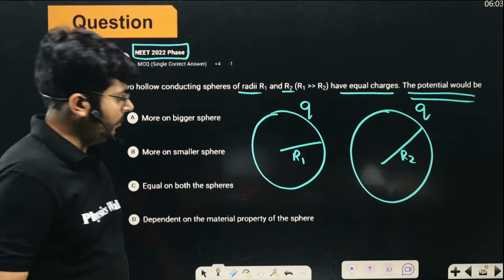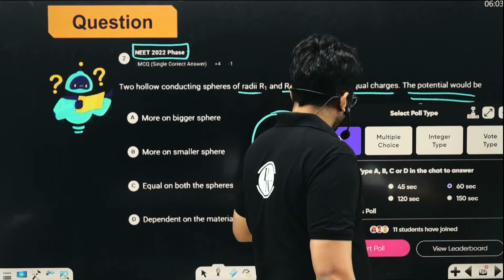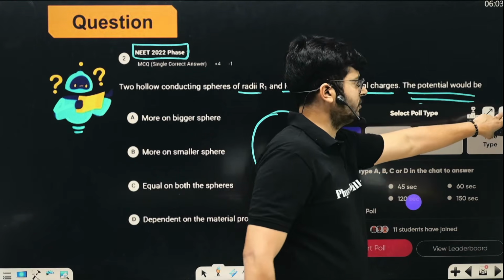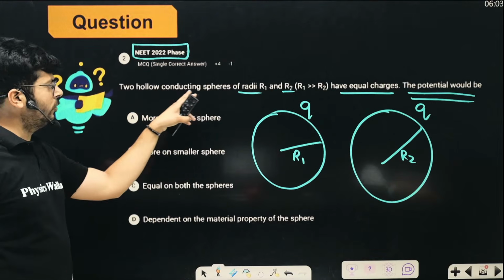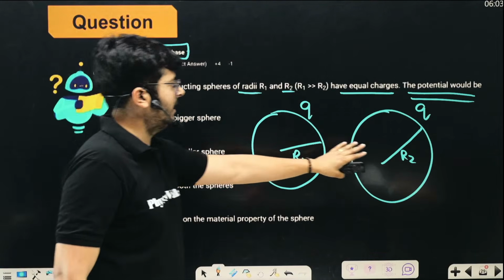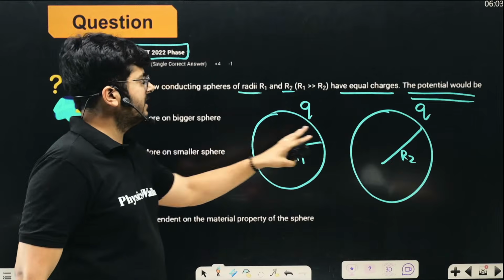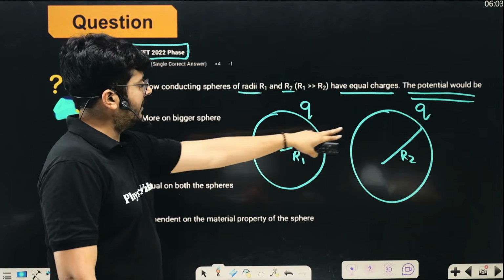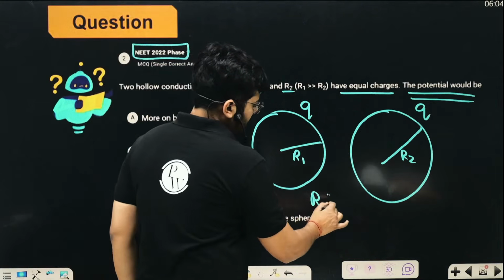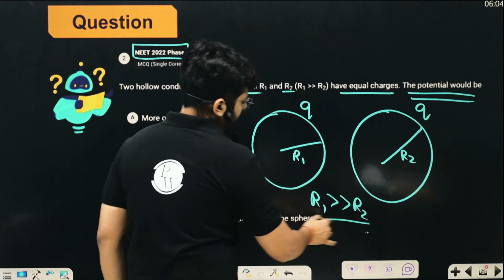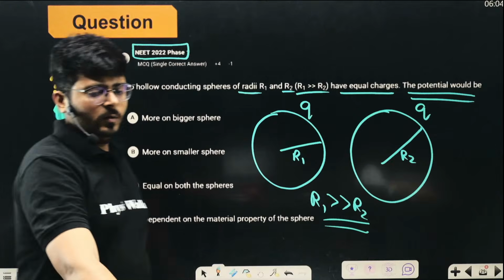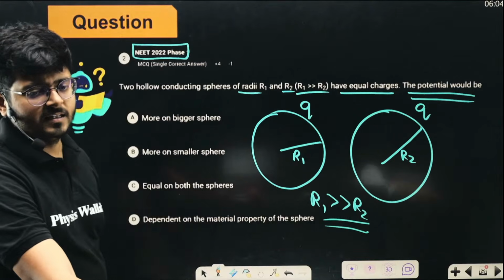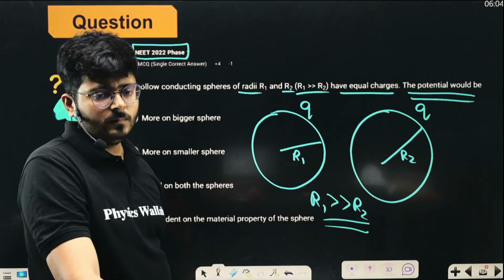Think about it and try to answer it. Again, you should not take more than 30 seconds to answer this particular question. You have to answer this question in 30 seconds. We have two hollow conducting spheres of radii R1 and R2. They have equal charges. It is given that R1 is many times more than R2. The potential would be higher in one, lower in the second. What will be the case? You have to answer.